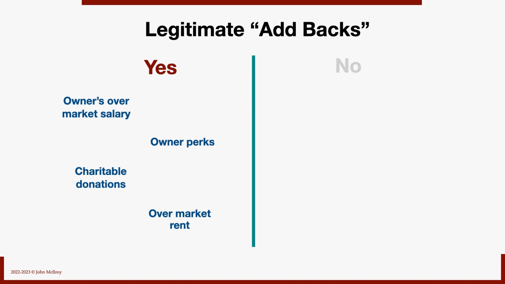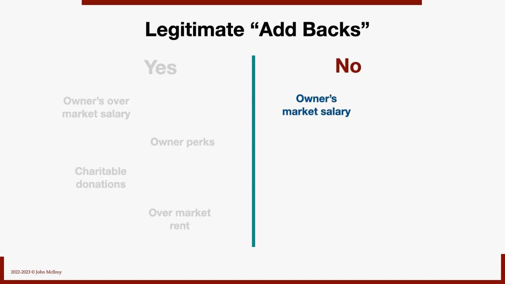But they have a tendency to include things that shouldn't be added back, like the owner's market salary. If we're doing adjusted EBITDA, there has to be a salary for the person running the business. Bad debt is a favorite add back. They can't collect the money, and somehow or other they think that's an extraordinary item. They want to add it back for the purposes of calculating adjusted EBITDA. That's a no-no.